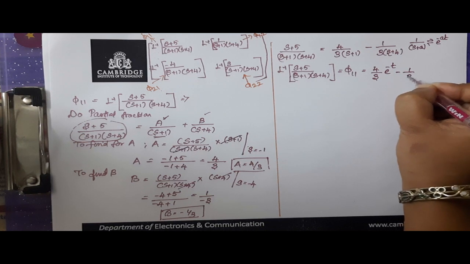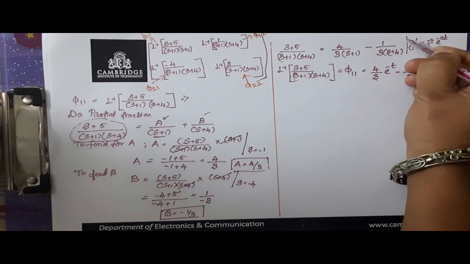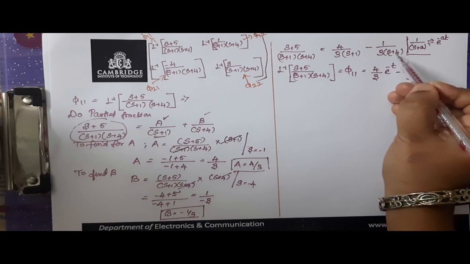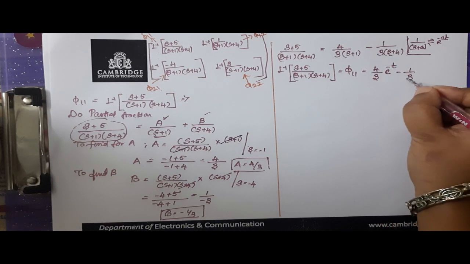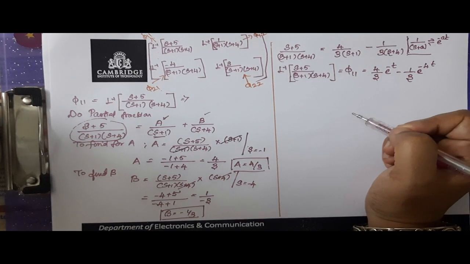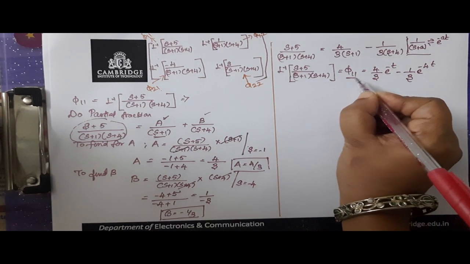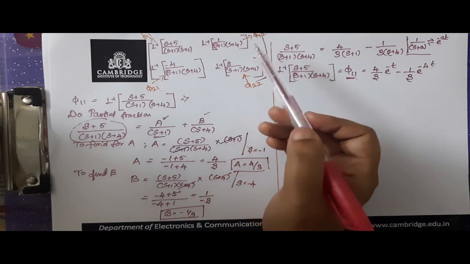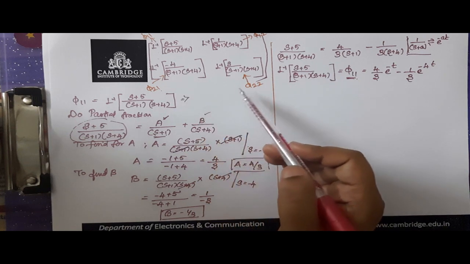Minus 1 by 3 of, in the second term we have 1 by (s plus 4). In this case, a is 4. Therefore, I can write it as e to the power of minus 4t. So now we have obtained phi 1 1. Similarly, we have to find phi 1 2, phi 2 1 and phi 2 2.